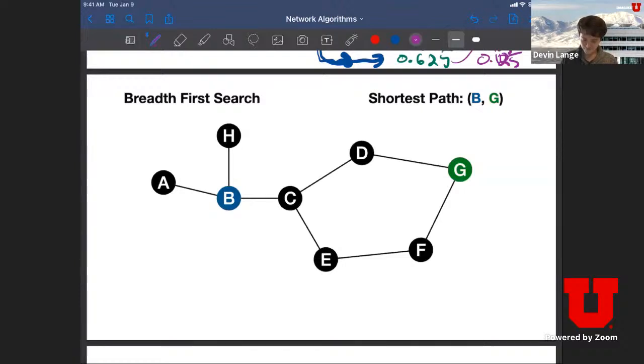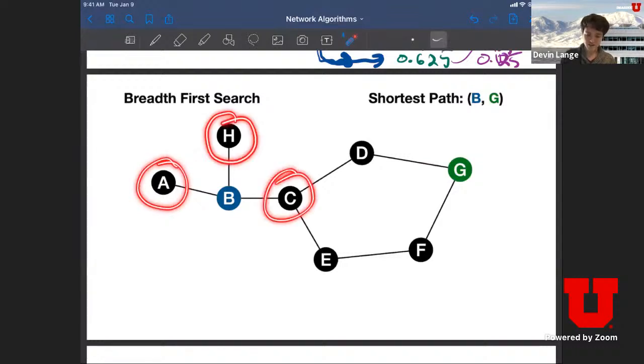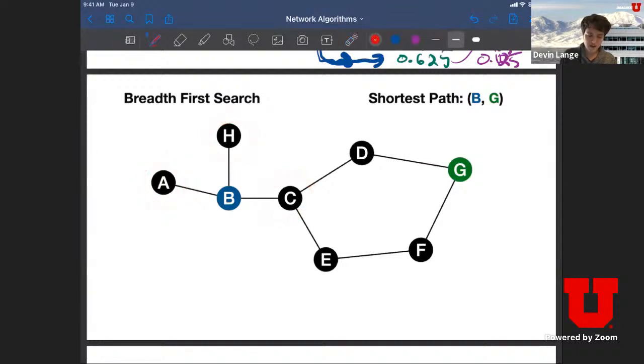Great. So here we have a network, and we're going to be looking at finding the shortest path from the starting node B to our ending node G. And the first thing we do is we look at all of the neighbors of B. So that includes A, H, and C, all these immediate neighbors. And we're going to say the distance from B so far is 1 for each of these.